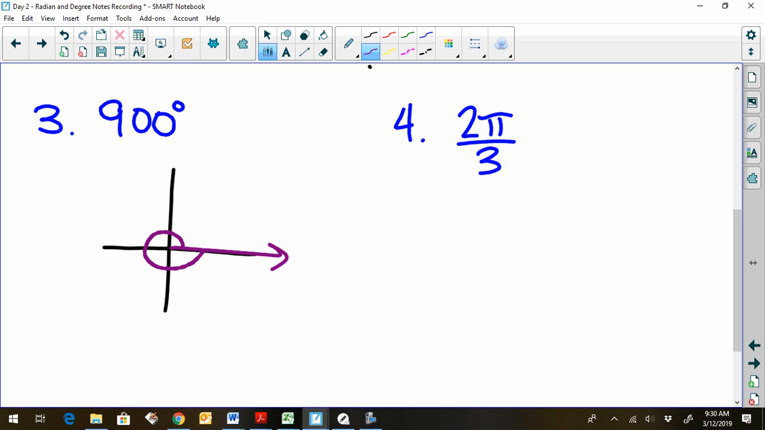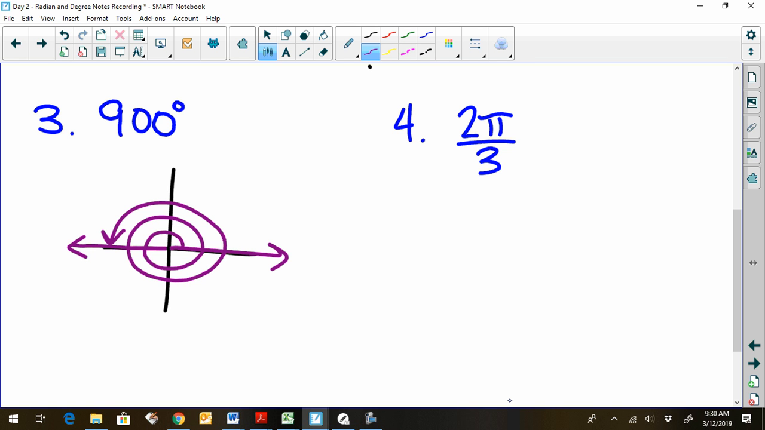Then I can take away 360 again, and I go around again, so I went around 540 already. And then what's left is 180. So all I did was take 900 and subtract 360 from it. So I have to keep going, and I will end with my terminal side at 180.